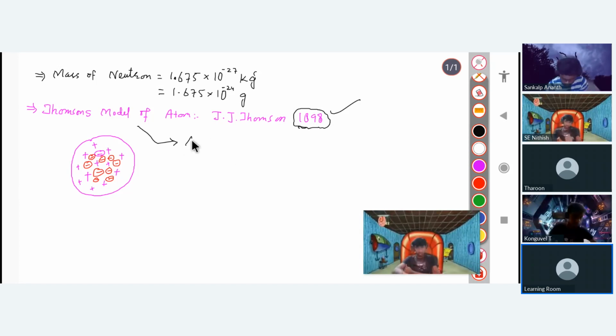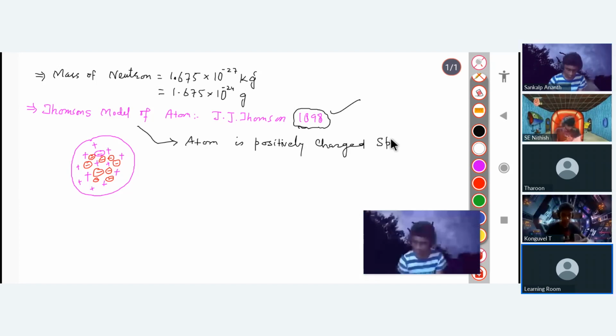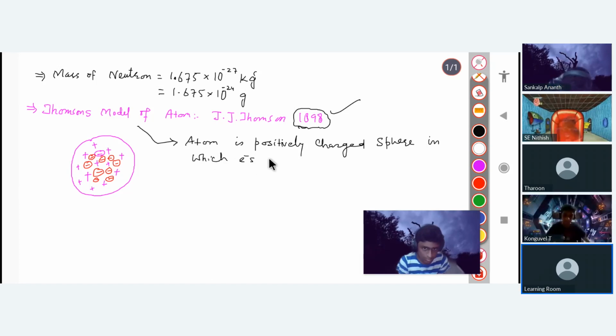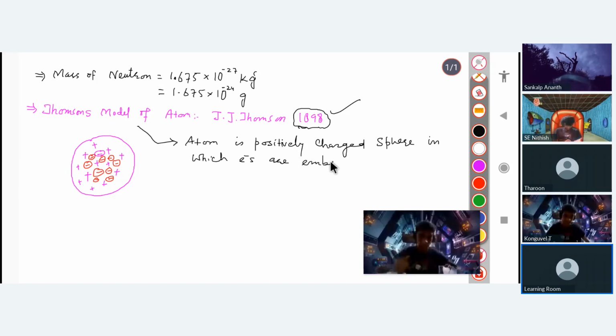So what he told is that atom is a positively charged sphere in which electrons are embedded. First of all, just see what J.J. Thomson told. He told it is a positively charged sphere in which electrons are embedded. Electrons are also there, but the positive charge is actually due to the protons. Now, how is this atom neutral? He told that there is equal positive and negative charge. So that's why the atom as a whole is neutral.